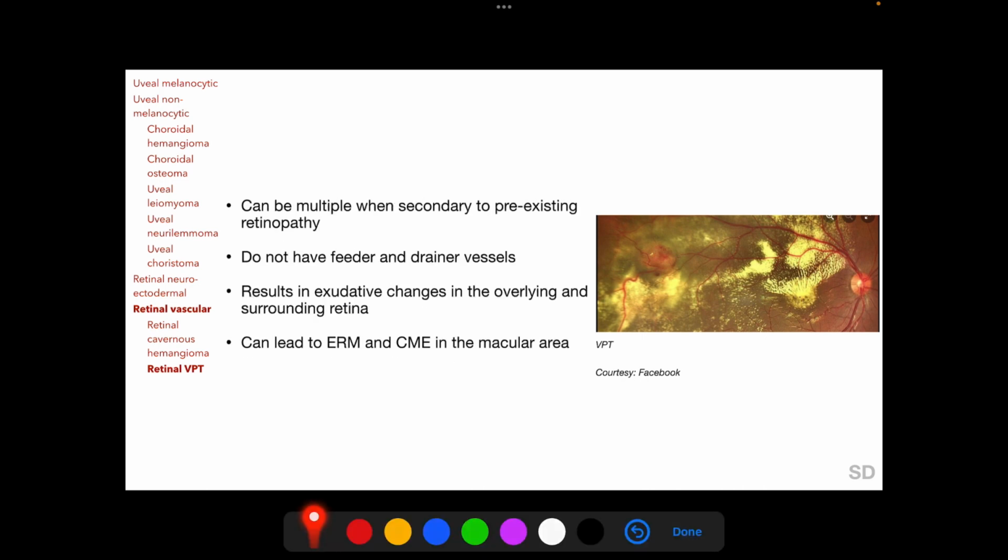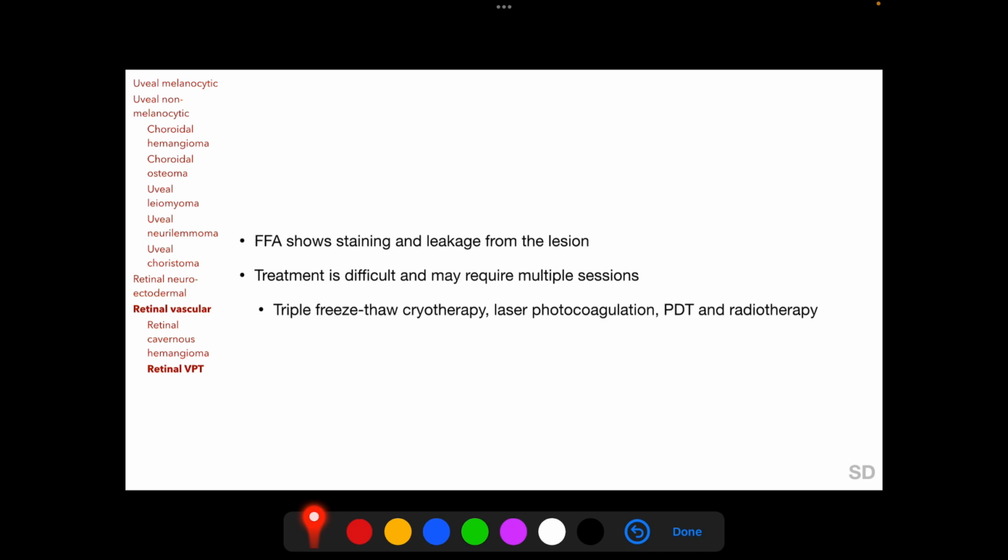Retinal VPTs can be multiple, particularly when they are secondary to pre-existing retinopathy, and they do not show feeder and drainer vessels. They result in exudative changes in the overlying and surrounding retina and can lead to epiretinal membrane and cystoid macular edema in the macular area. Fluorescein angiography shows staining and leakage from the lesion, and treatment is difficult and may require multiple sessions of triple freeze-thaw cryotherapy, laser photocoagulation, photodynamic therapy, and radiotherapy.